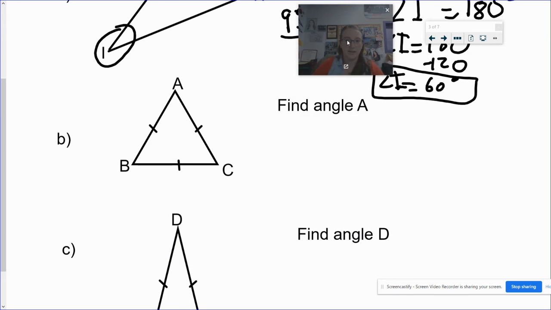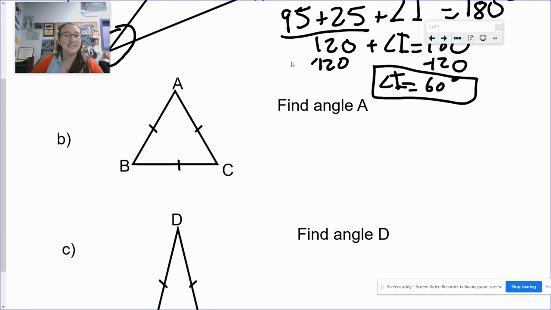Okay, let's try B now. So this one, we want to find angle A. Now, I don't have any angles to go off of. At least I don't have any numbers to go off of. What I do have to go off of is the fact that all three sides are marked congruent. Guaranteed, if all three sides are marked congruent, the angles are also guaranteed to be congruent. So think about this. If all three need to add up to 180, and they all have to be the same, what do you think they each need to be? Go ahead and try it for a second.